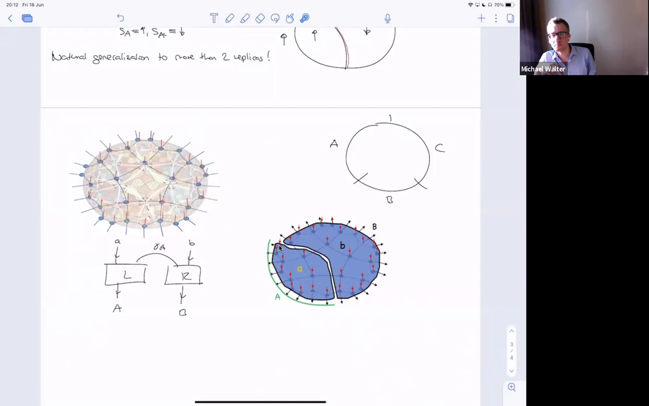Could I ask something? I'm a bit confused in the random tensor network model. If we average over all the tensors, then how do we create different states in the boundary, or is that possible in this model? It seems like you only get one state.